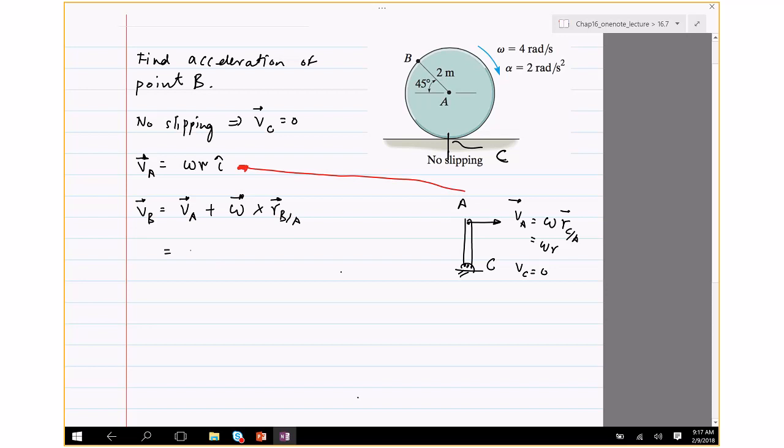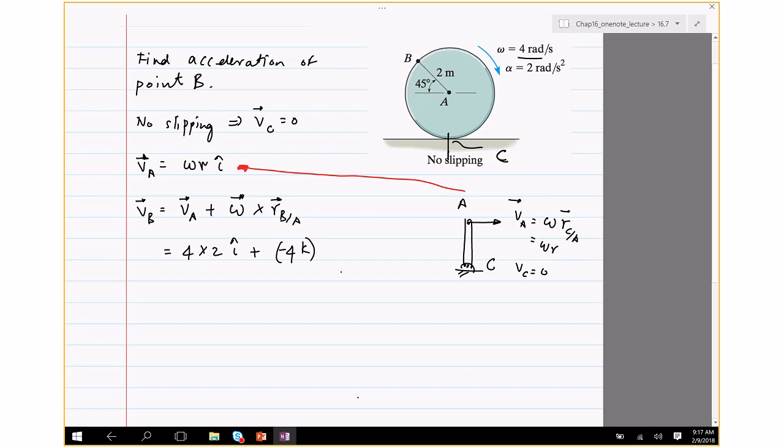So velocity of A is 4 times the radius, which is 2 meters, times I plus omega. So what's the angular speed? It's 4. And what's the direction? What should I put? Is it 4i, 4j, 4k, minus 4i, minus 4j, minus 4k? There are 6 options. Minus k, right? So why is it minus k?